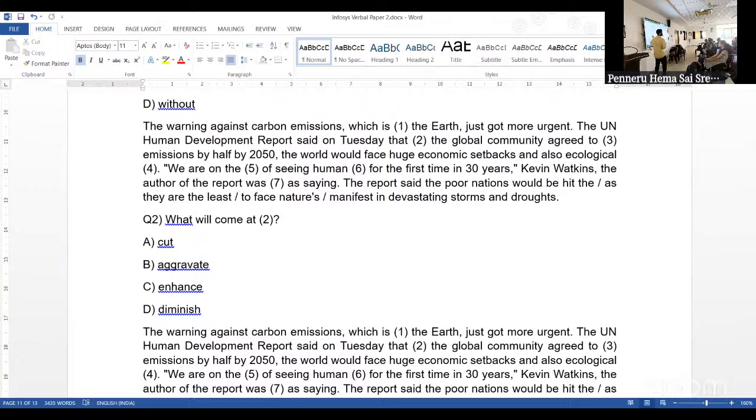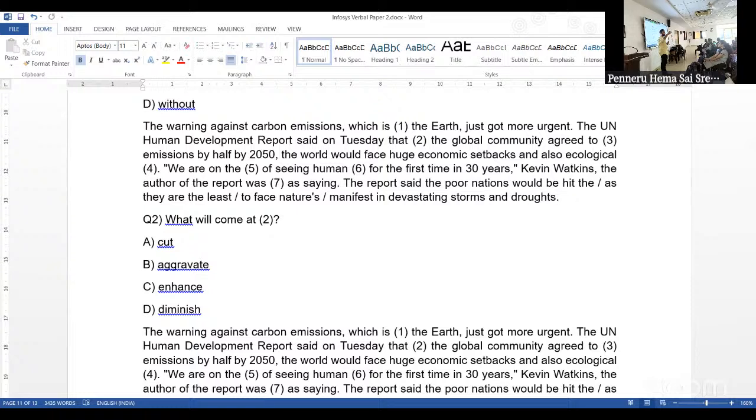So here, any other answers or reasons? The UN Human Development Report said on Tuesday that dash the global community. What is the first blank? The warning against carbon emissions, which is dash the earth, notwithstanding the earth just got more urgent. That means that there is some severity. That's what the whole situation is, right? The UN Human Development Report said on Tuesday that diminished the global community agreed. See, whenever we are mentioning a report or things like that, we say diminish, right? We don't say cut.